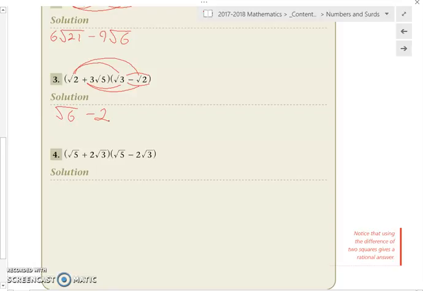Can you guys see where I got the minus 2 from? I had root 2 times minus root 2, which would give me minus root 4, which would give me minus 2. Cool? I just skipped those steps. You've got to start seeing that a square root of 2 times a square root of 2 leaves you with 2. Square root of A times square root of A gives you A.